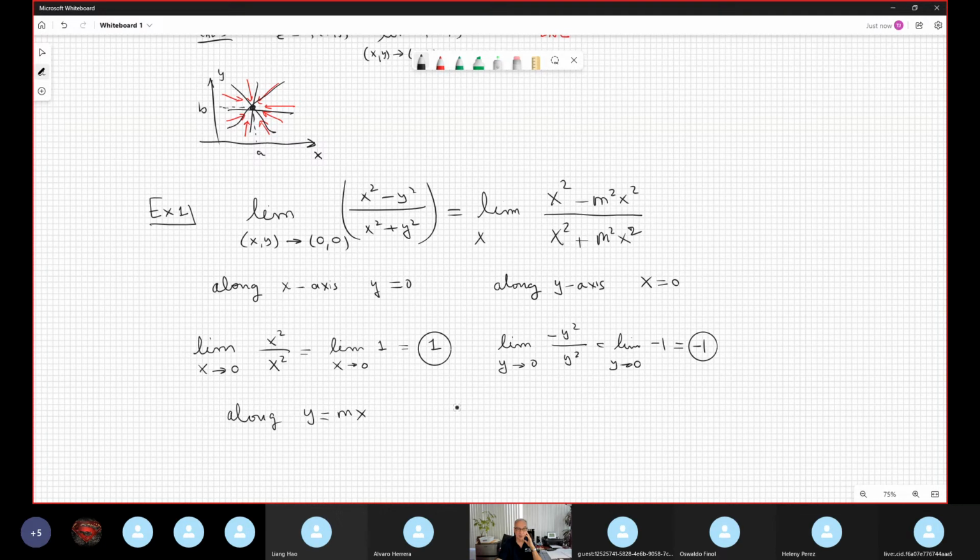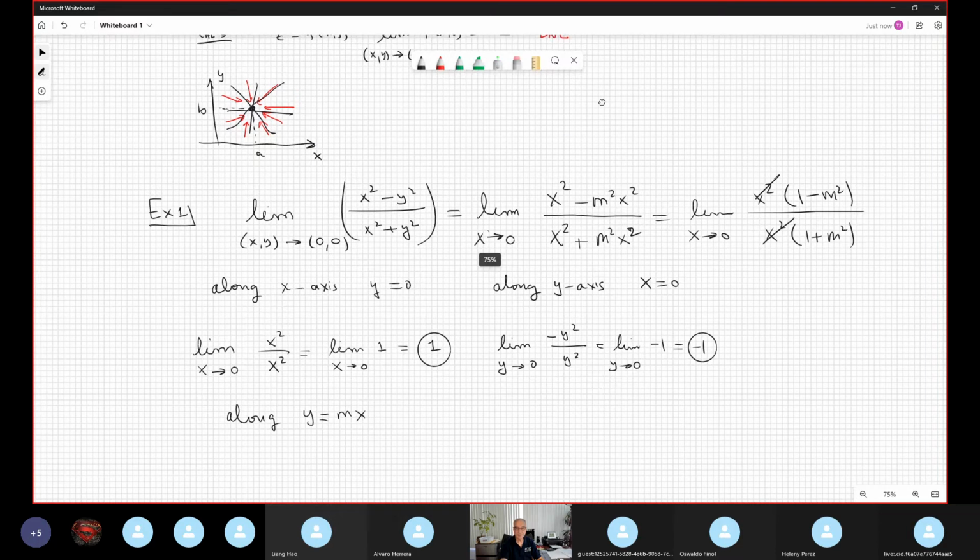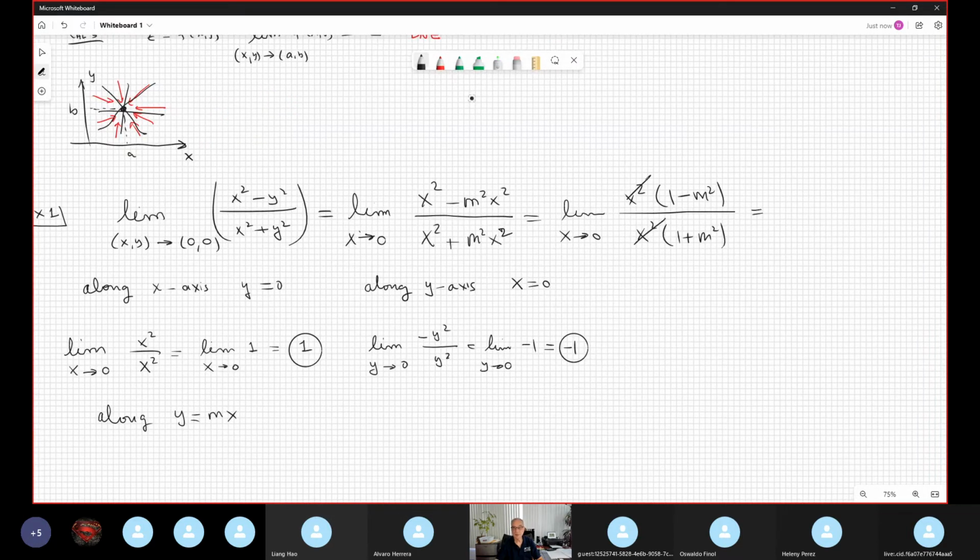And so now we have a single variable problem, x approaching 0. You factorize, for example, and as x approaches 0, you see x squared is a common factor: x squared times (1 minus m squared) divided by x squared times (1 plus m squared). And this cancels. You can, because the limit is not a function evaluated at the point, it's just approached. And the answer is (1 minus m squared) divided by (1 plus m squared).